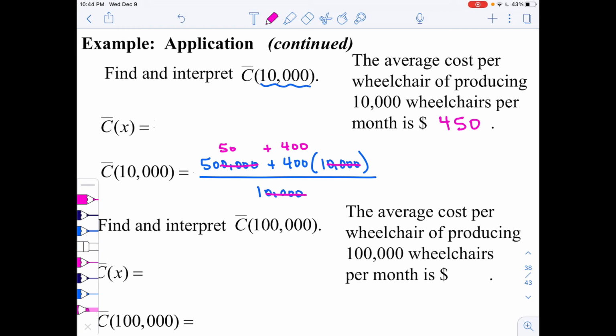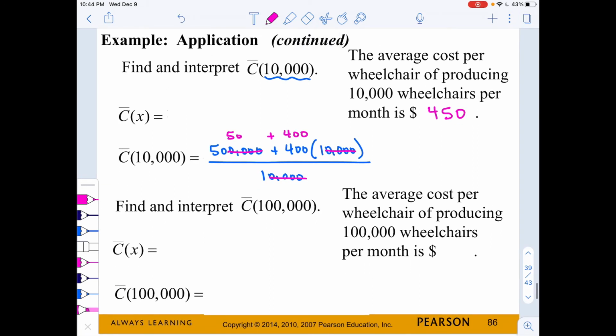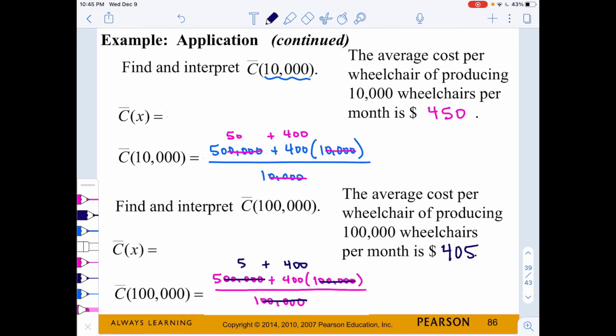What happens if I have 100,000? Again, let's plug that into our initial function. So we have our 500,000 plus the 400 times 100,000, and dividing that by 100,000. And again, if you like my little trick, take out 5 zeros, take out 5 zeros, take out 5 zeros. We now have a 5 plus a 400, which is going to give us 405.